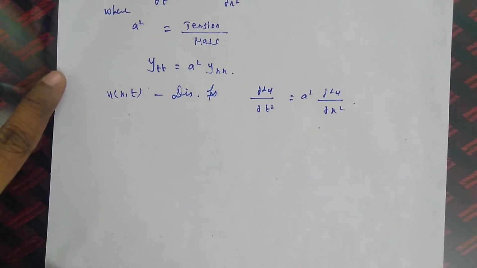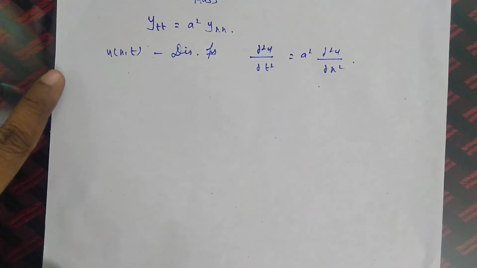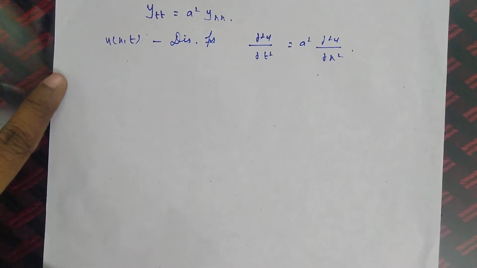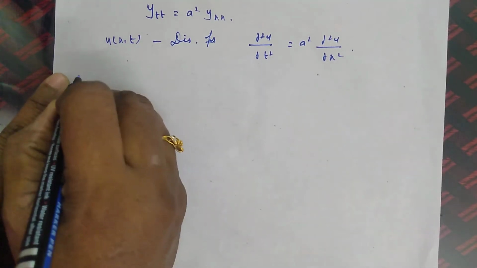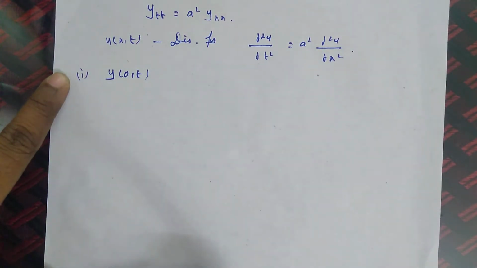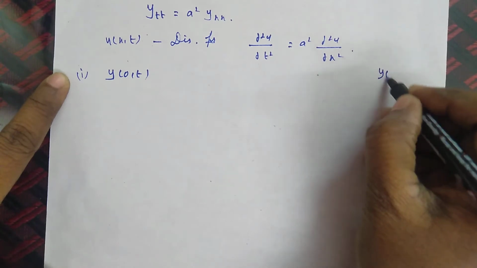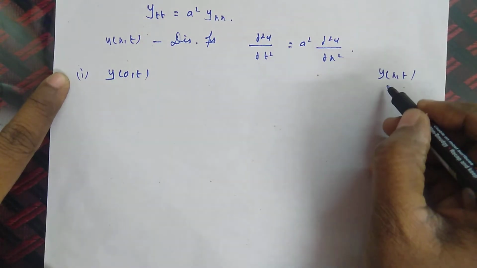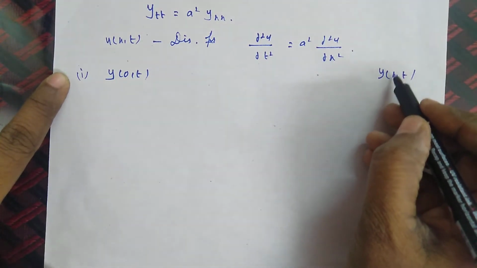Now we are going to see the boundary conditions. We are discussing all these things under the boundary conditions. So what are the boundary conditions? First one, y of 0 comma t. What is our displacement function? The displacement function is y of x comma t. Now I am taking the first condition as y of 0 comma t.